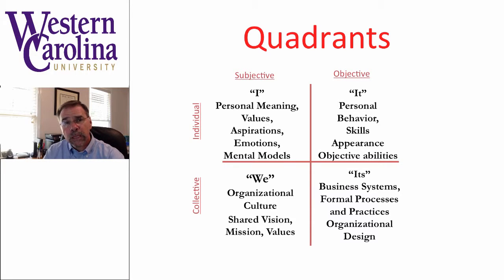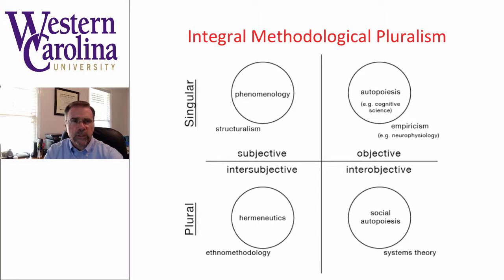The individual subjective perspective; the collective subjective perspective, or we, how we look at something together; the individual objective perspective, which is the individual behaviors that we can observe; and the collective objective perspective, which is the systems at play in any situation. So in regards to those, one of the problems with research is quite often researchers don't use a wide array of methods of studying a given subject.